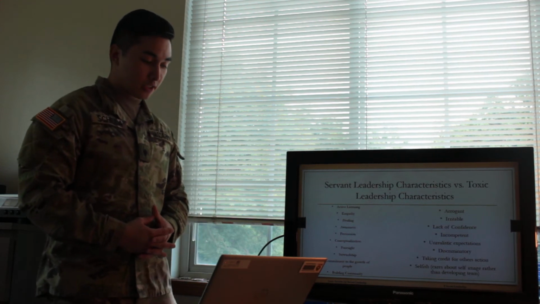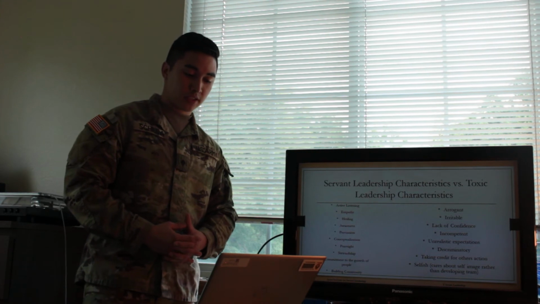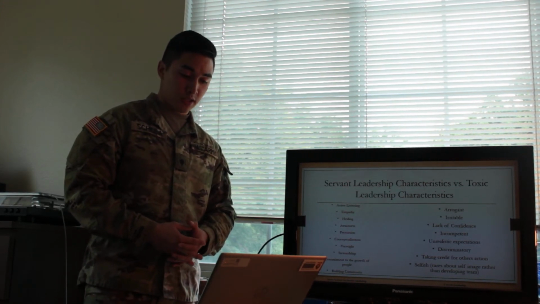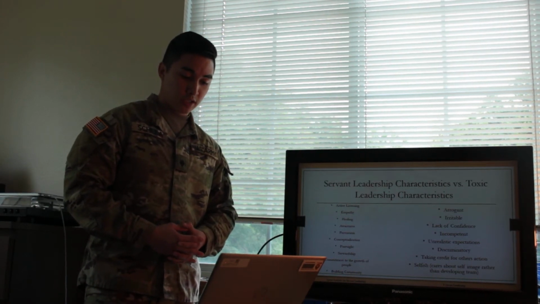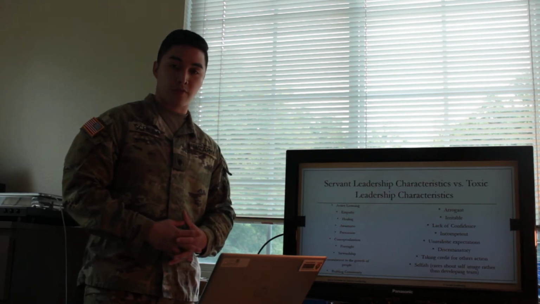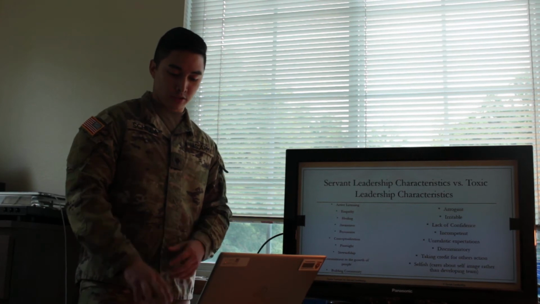These are all from Spears Institute of Servant Leadership. On the other hand, toxic leadership traits are arrogance, irritableness, lack of confidence, incompetence, unrealistic expectations for your team, being discriminatory, taking credit for others' actions, and selfishness, caring about self-image rather than development of the team. These are all traits that you do not want to have in our toxic leadership.